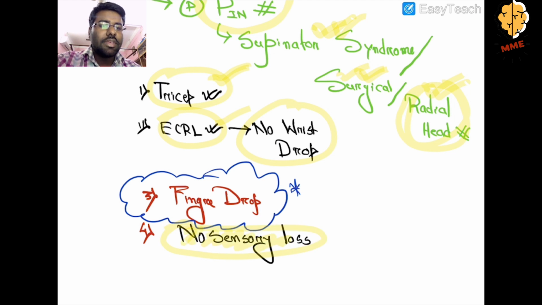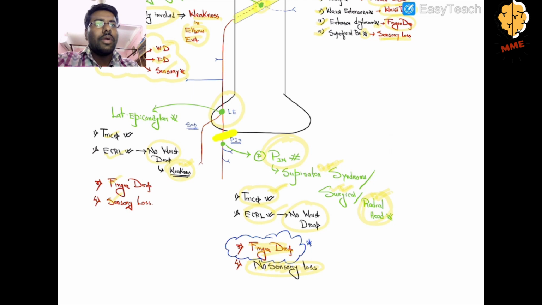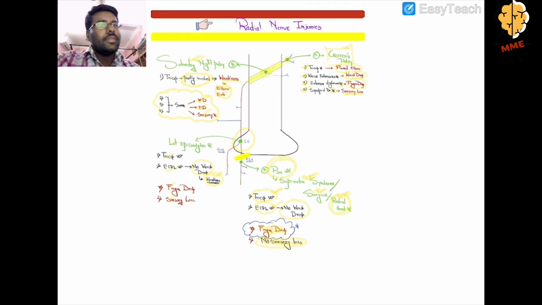because the sensory supply is given by the superficial branch, and there is only finger drop because of the extensor digitorum. So this is all about the injuries of the radial nerve.